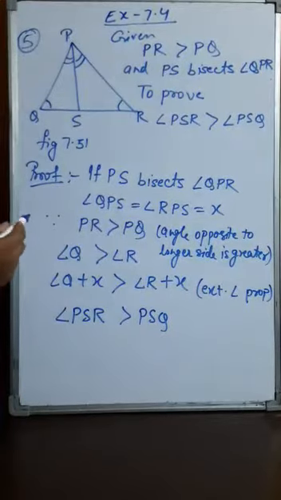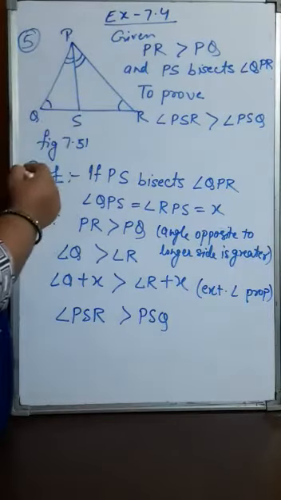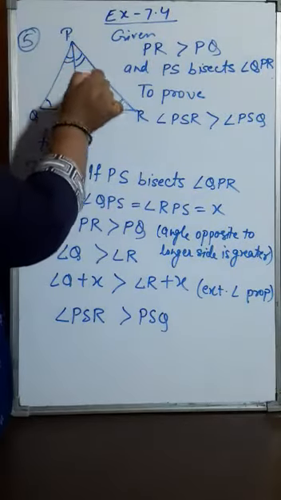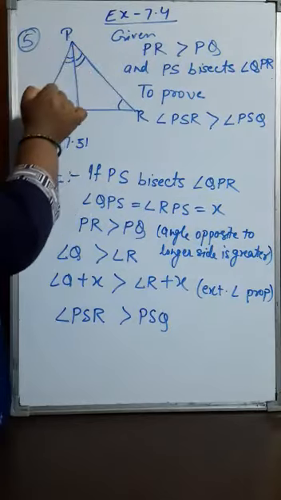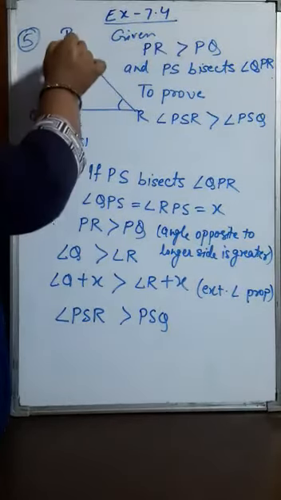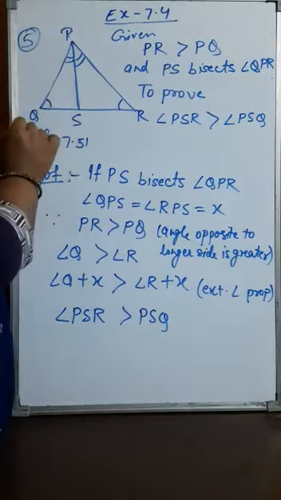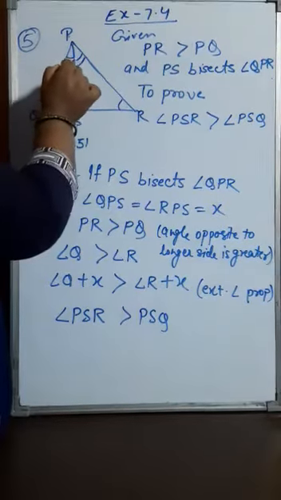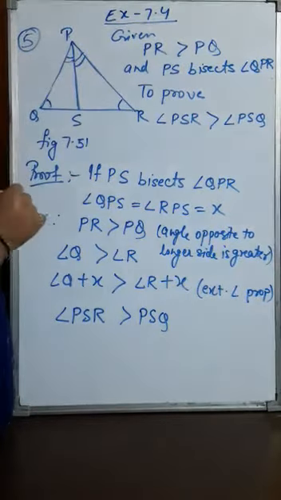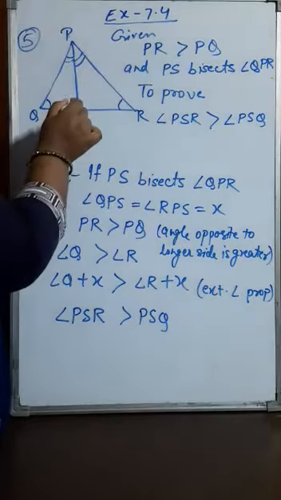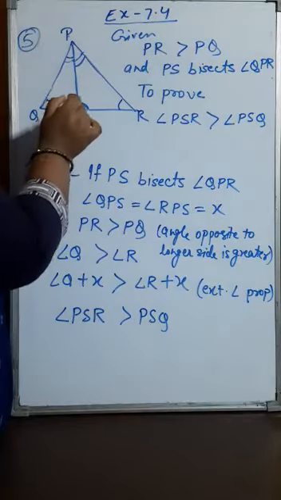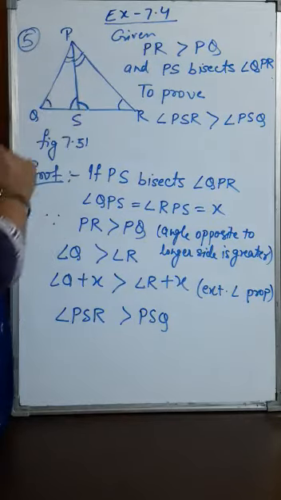In question number 5, it is given that in triangle PQR, side PR is greater than side PQ and the line PS is bisecting angle QPR. This means this angle is equal to this angle. We have to prove that angle PSR, this angle, is greater than angle PSQ.